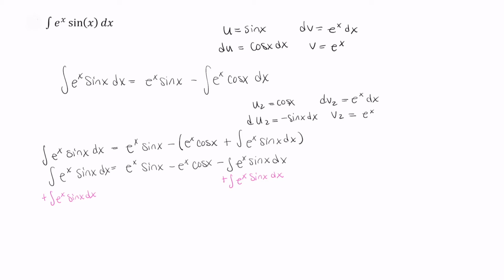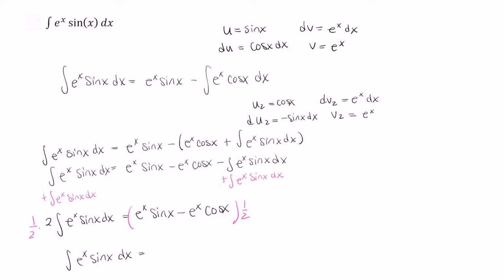And what you end up with is 2 times the integral of e to the x sine x dx equals e to the x sine x minus e to the x cosine of x. And I know I'm ignoring the constant, but I'll put that in at the very end. We can multiply each side by 1/2, and that leaves us with the integral of e to the x sine x dx is equal to e to the x over 2 times sine x minus cosine x plus the constant c.